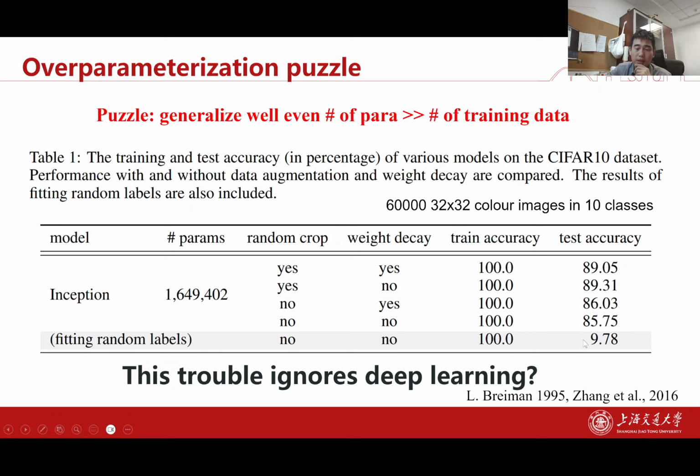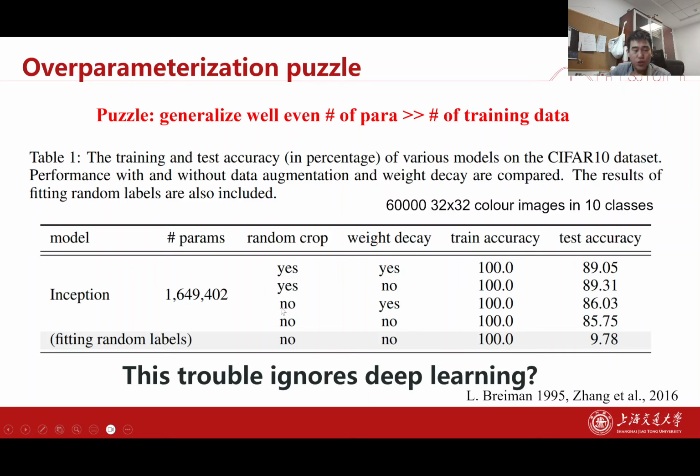So in 2016, there was a paper. They used a network model with more than 1.6 million parameters to fit the CIFAR data, classifying 60,000 images into 10 classes. Whether you use regularization like random crop or weight decay, the neural network can always classify the training images with 100% accuracy.